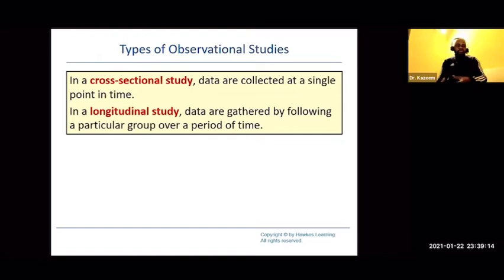What do we mean by cross-sectional study? A cross-sectional study is when data are collected at a single point in time. You collect data from individuals at a single point in time. But for a longitudinal study, you have a follow-up where you gather data by following a particular group over a period of time. Maybe you collect data from them, you revisit them, you do a follow-up, because you actually want to see whether they have a change of mind.